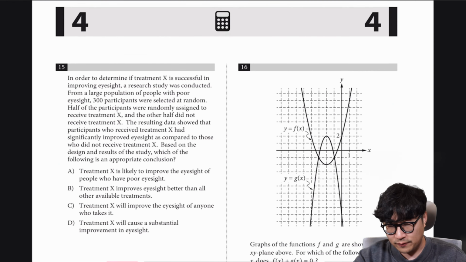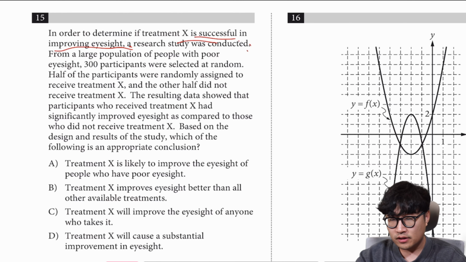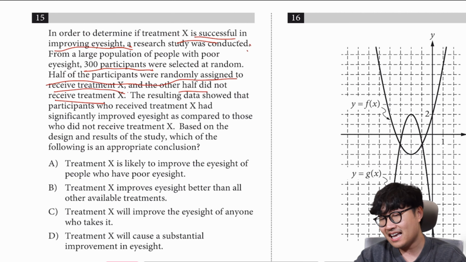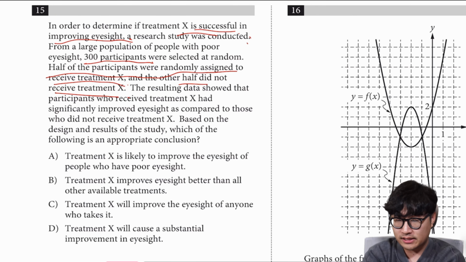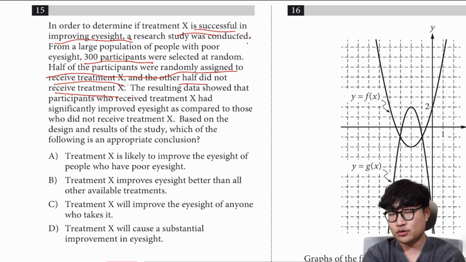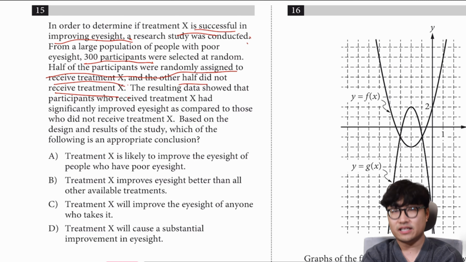All right, next, number 15. Whoa, long problem. In order to determine if treatment X is successful in improving eyesight, a research study was conducted. A large group of people with poor eyesight, 300 participants, were selected at random. Half of the participants were randomly assigned to receive treatment X, and the other half did not receive treatment X. The resulting data showed that the participants who received treatment X had significantly improved eyesight as compared to those who did not receive treatment X. Based on the design and results of the study, which of the following is an appropriate conclusion?